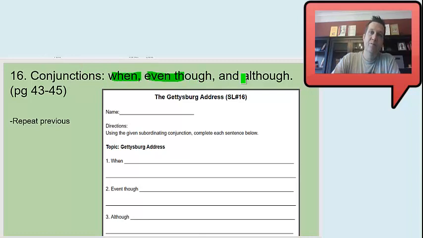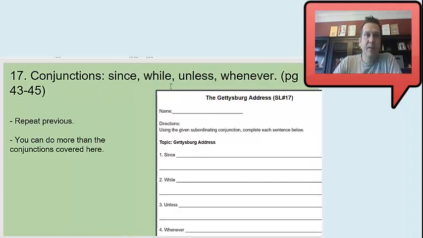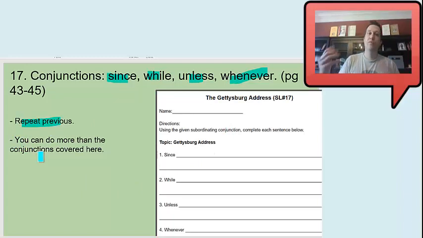Same example as what we just did before, except you're using different subordinating conjunctions. So in this one you're using when, even though, and although. And then SL17, same thing. You're doing the same activity, except we're using different words. So we're repeating the previous. And these are the only ones that we have for examples through the Writing Revolution. There are other ones you can use, and feel free to do more of those if you'd like.